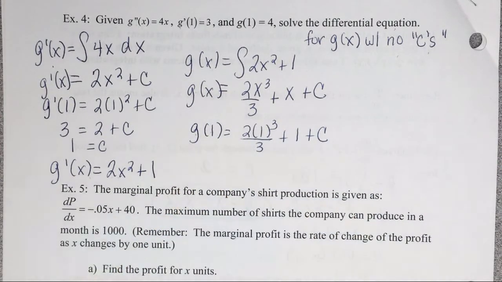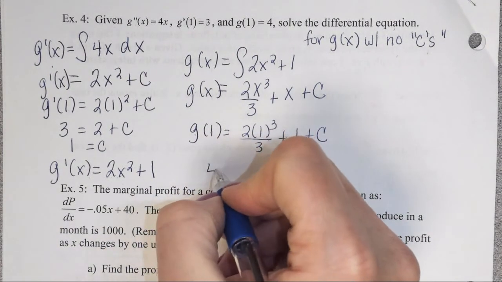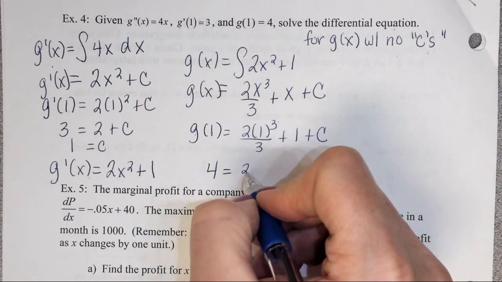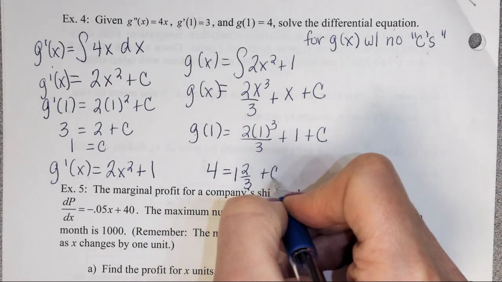But what is g of 1? What did they tell us g of 1 is? 4. So I have 4 equals 1 cubed is 1 times 2 is 2/3, plus 1 would be 1 2/3.